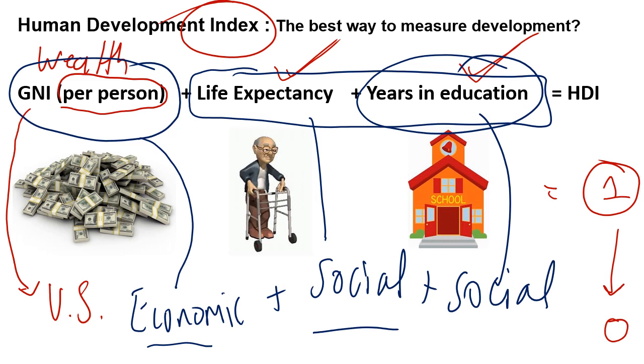So this is perhaps the best way to measure development because it includes economic and social indicators. So if you see a country with a high development index score near 1, you know that economically the country is developed and socially the country is developed.